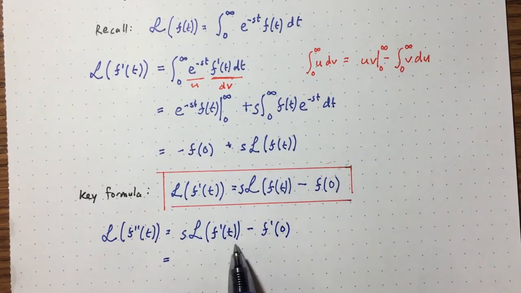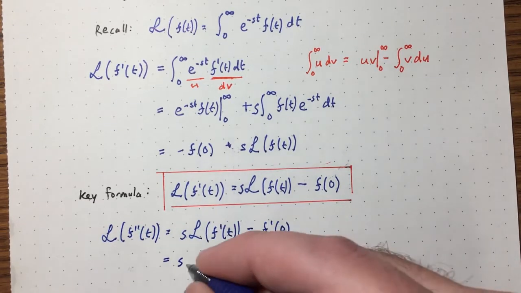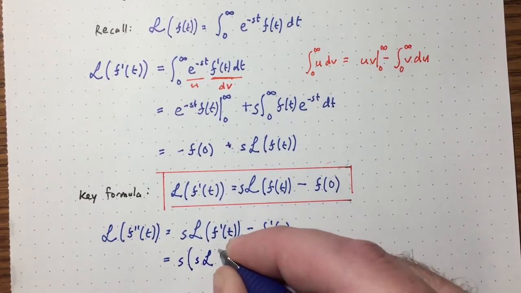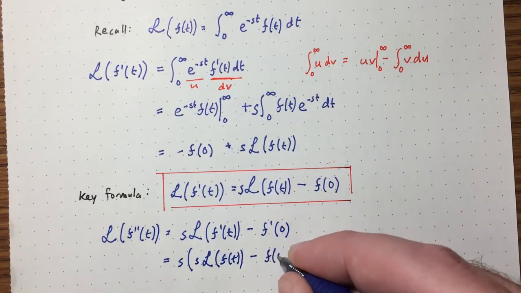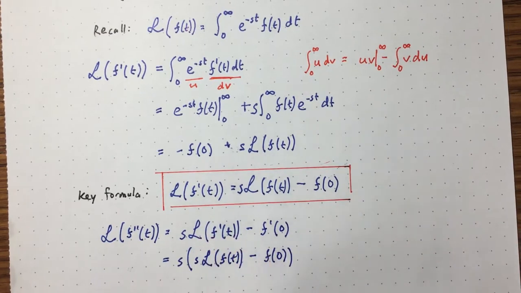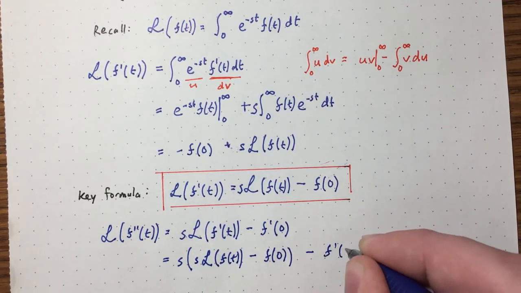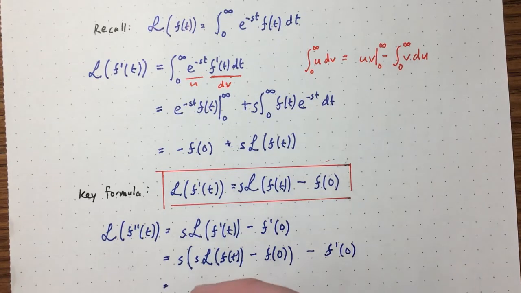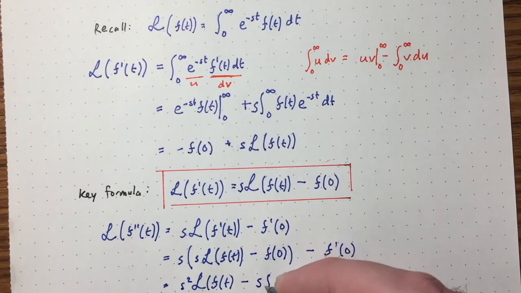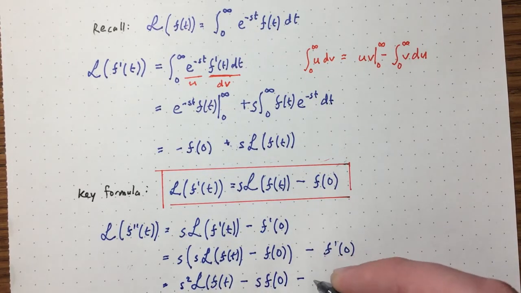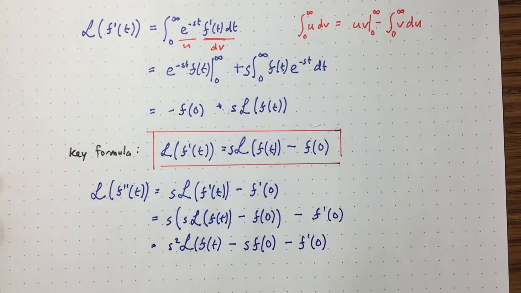Let's use this formula again, right? I still have a Laplace transform of a derivative. So this is going to be s times L of f of t minus f of 0. That just came from this bit here. And then I have a minus f prime of 0. So then this becomes s squared times L of f of t minus s times f of 0 minus f prime of 0.